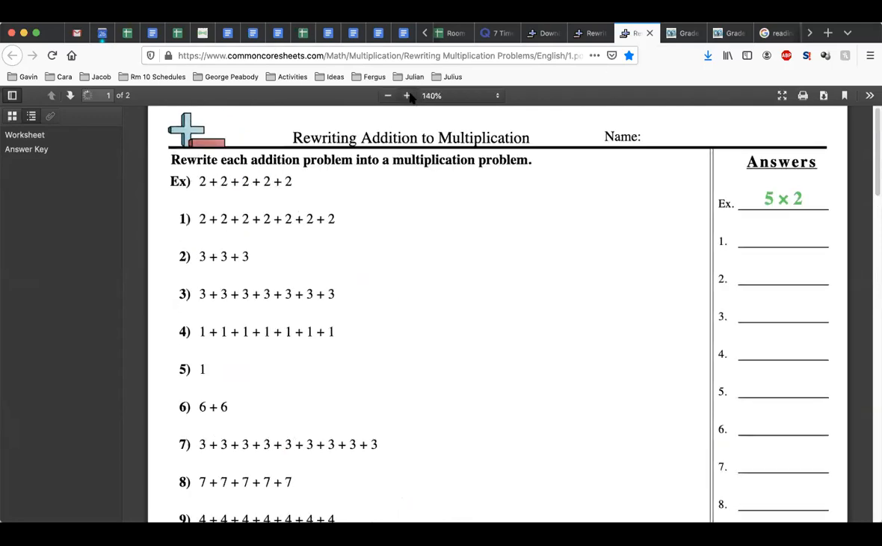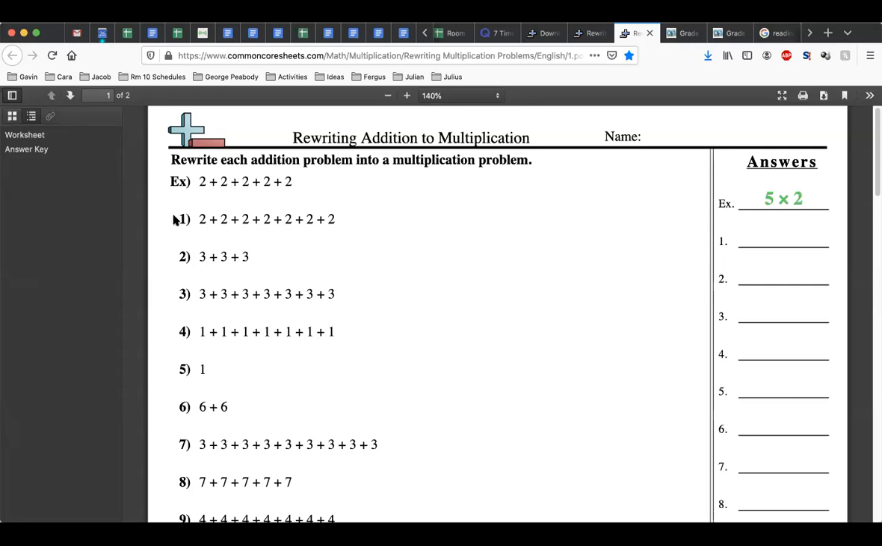So in this one, it's basically the exact same thing as this sheet, except in this one, you're working with numbers instead of pictures. So looking at this example, we see we have 2 plus 2 plus 2 plus 2 plus 2. Now, it's the exact same number. This is repeated addition. You're adding the same number over and over and over again. Just ask yourself, how many times am I adding this number? So if we look at how many 2's there are, we see there's 1, 2, 3, 4, 5. And that turns this addition problem into the multiplication problem, 5 times 2.